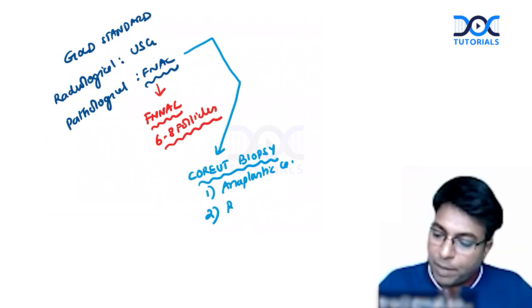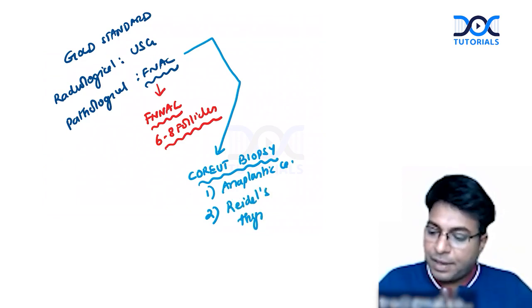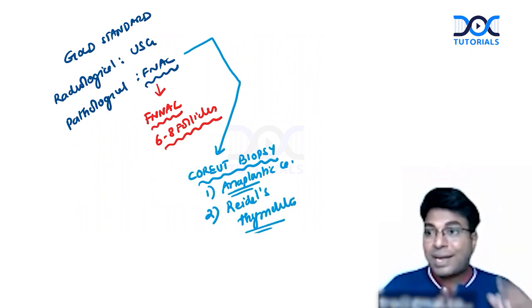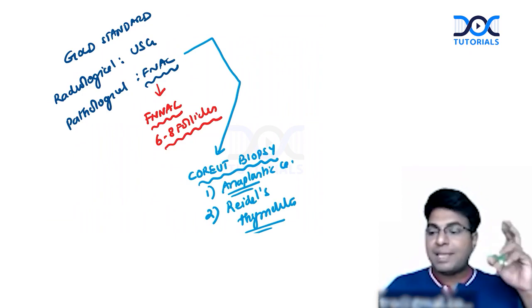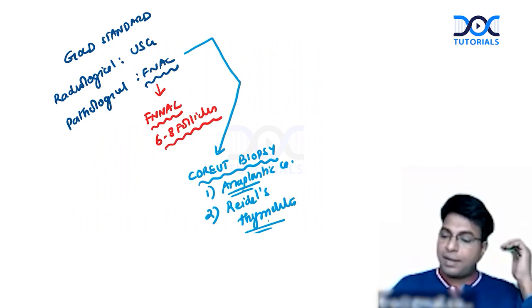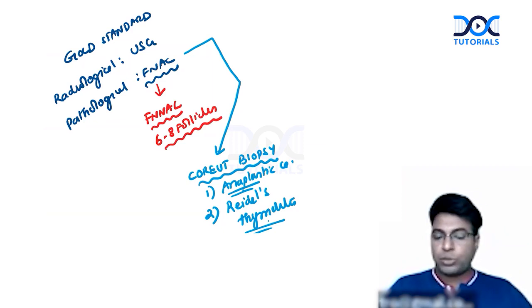It is not possible in Riedel's thyroiditis. Riedel's thyroiditis and anaplastic cancer, we will go for a core cut biopsy. FNAC may be less yielding. Okay, less yielding. So therefore, anaplastic and Riedel's are the two places where we put a core cut thick needle in the thyroid. Okay. So any other doubt you have related to thyroid and FNAC?